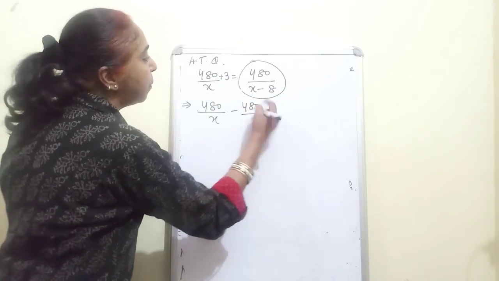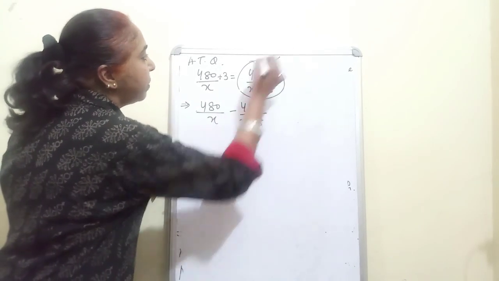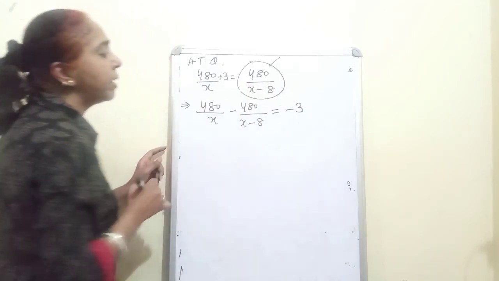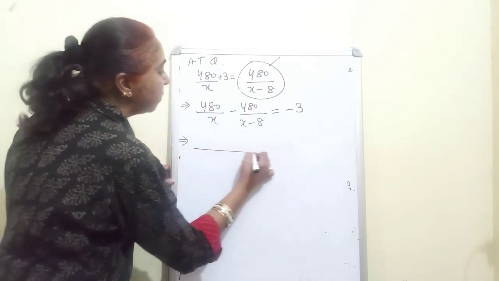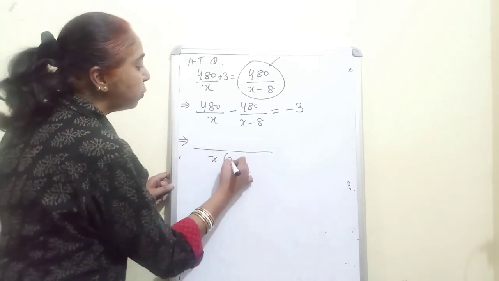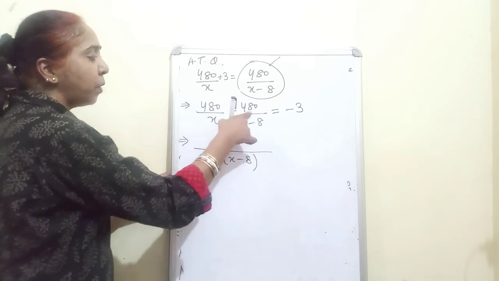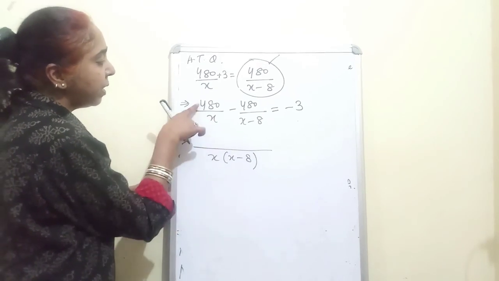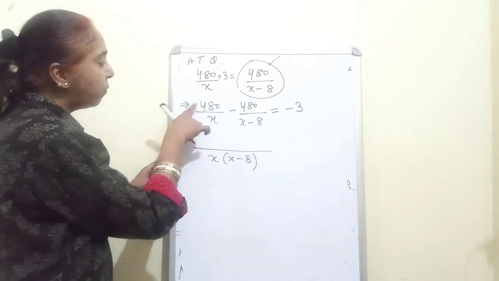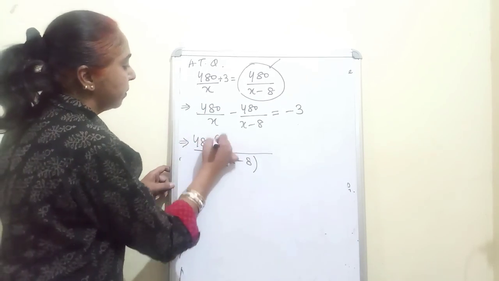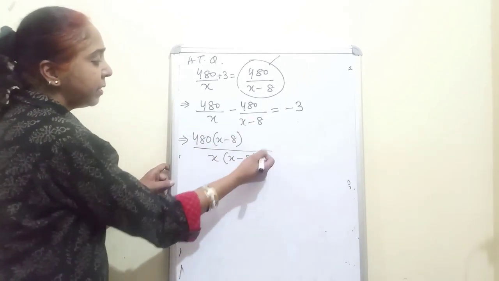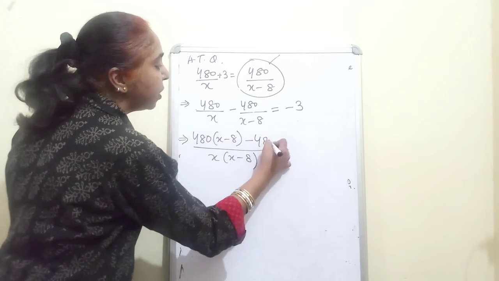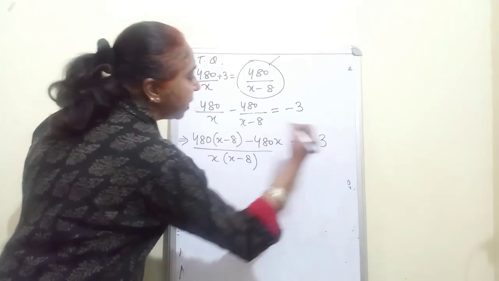constant term on the other side. So it will be 480 upon x minus 8. I have taken this term on the left hand side, and this 3 will go that side, that means minus 3. Now what is the LCM here? x into x minus 8. You can take 480 common also, it will make your question easier. At this time I am doing it directly. x and x cancel out each other. 480 into x minus 8, and this x minus 8 cancels out. 480 into x, and the sign of minus is there, so 480x equal to minus 3.